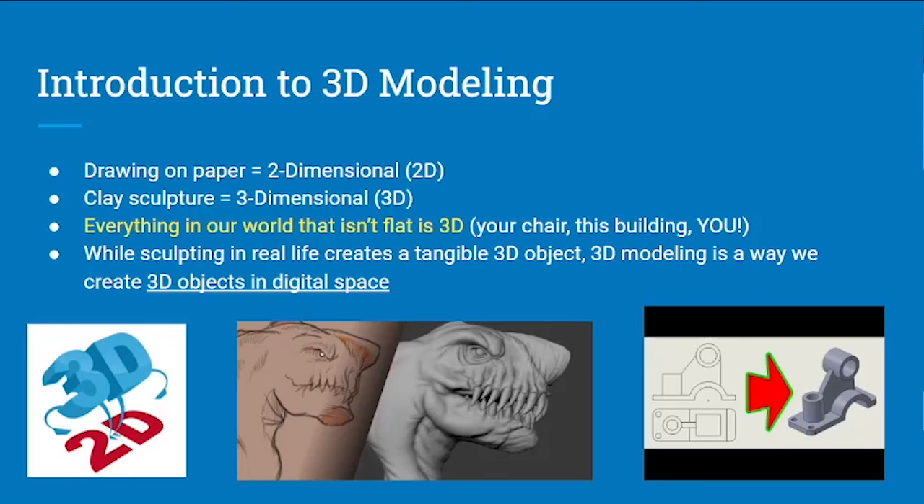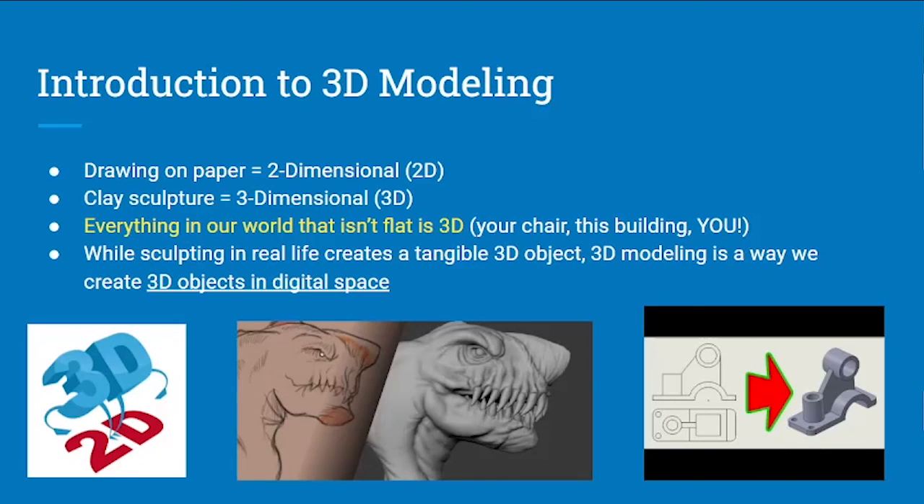So when you're drawing on paper, like you were for those concepting and all that process, you were creating two-dimensional things. You were drawing on a flat surface. A clay sculpture, meanwhile, is three-dimensional because it can rotate, we can move around and see all the various angles of it. So everything in our world that is not flat is 3D, including your chair, this building, you. Most things in our reality are 3D.